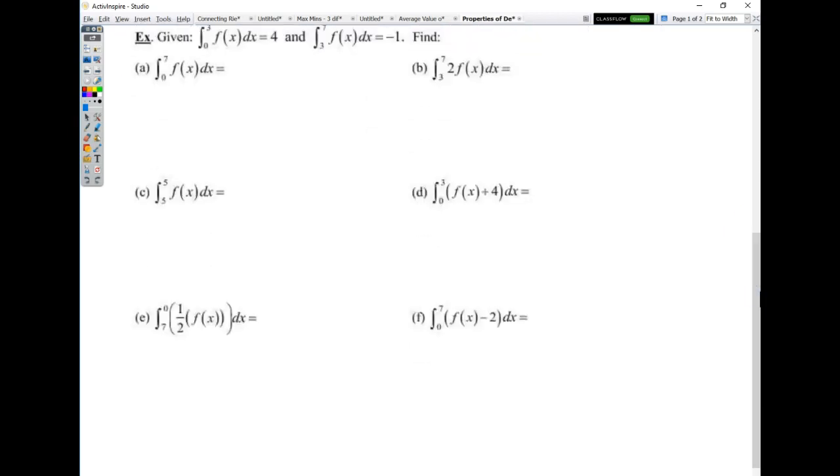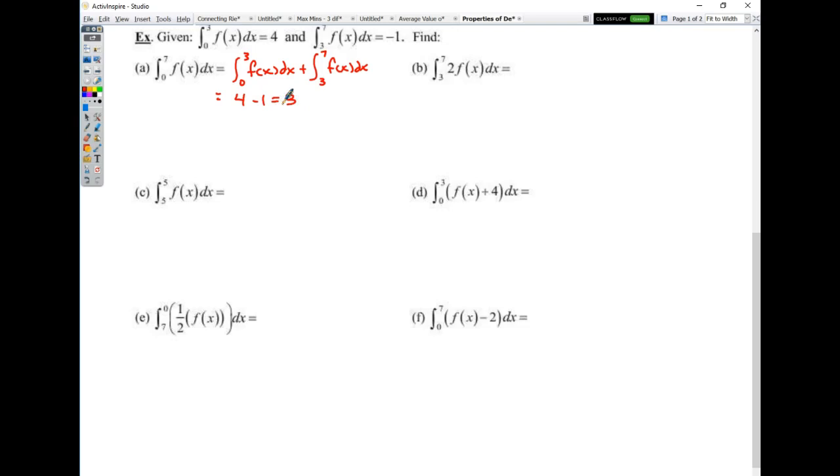That leads to the following set of questions. I give you some information. I tell you that the integral from 0 to 3 of f of x dx is 4, and the integral from 3 to 7 of f of x dx is 1. If I look at those intervals, I recognize on the first question that 0 to 3 and 3 to 7 is really just the entirety of 0 to 7. So this integral can be rewritten as the sum of the individual pieces put together, which means this is really just 4 minus 1, which is 3.